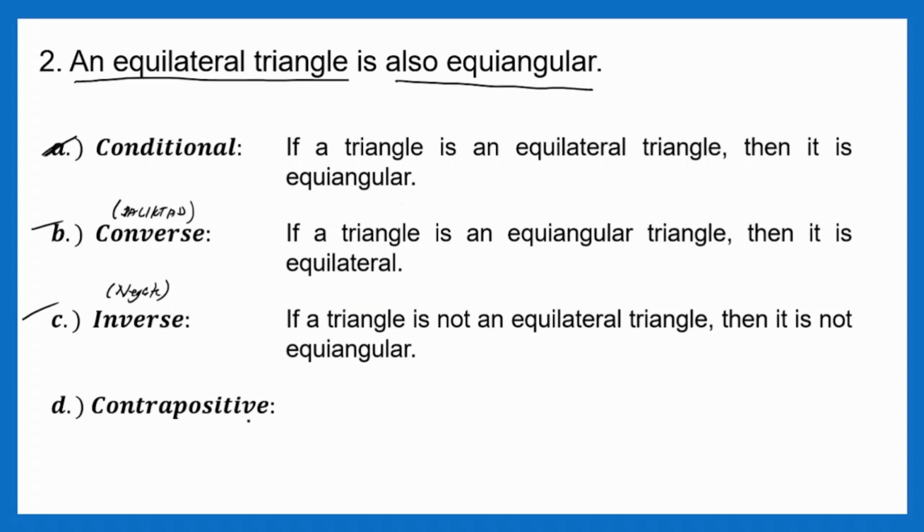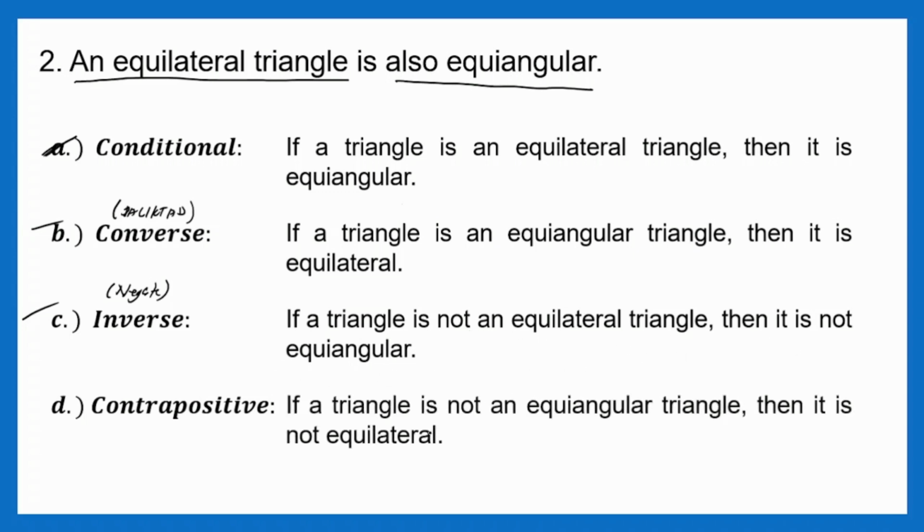Sabi ko sa inyo na shortcut, baliktaran mo lang to. Hanapin mo yung inverse. Kung ano yung sagot mo sa inverse, pagbaliktarin mo lang sila. Magiging ganito siya. If a triangle is not an equiangular triangle, then it is not an equilateral triangle. Alright, so nagbaliktad lang yung equilateral sa equiangular. If a triangle is not equiangular, diba, then it is not equilateral. So that's for the contrapositive.